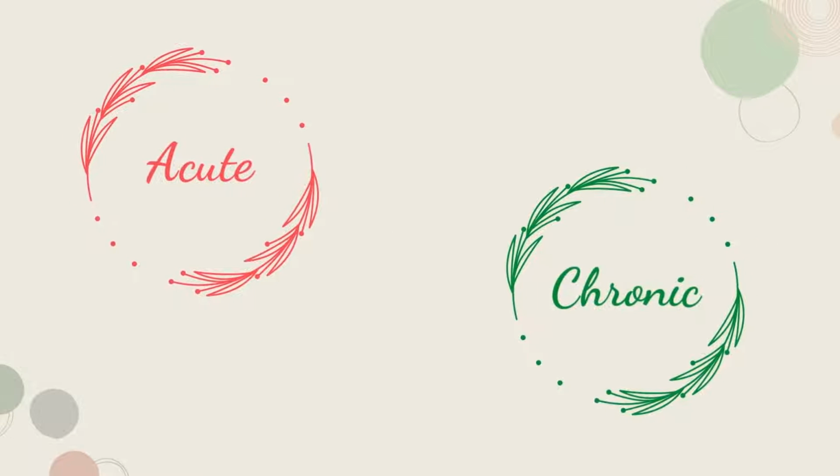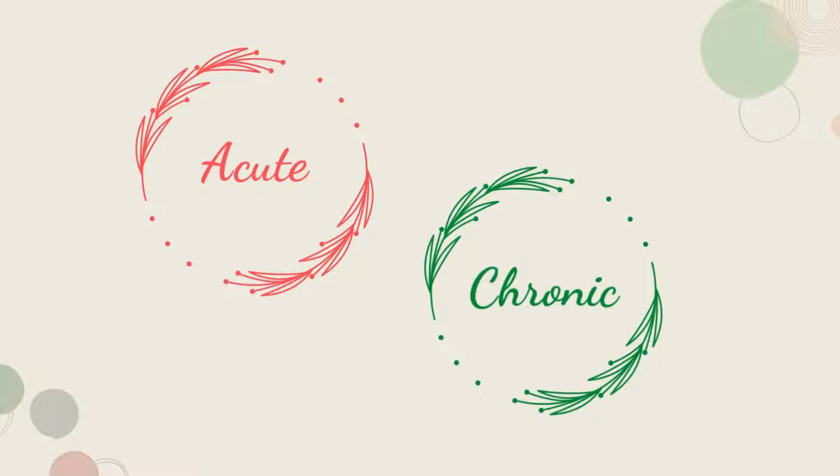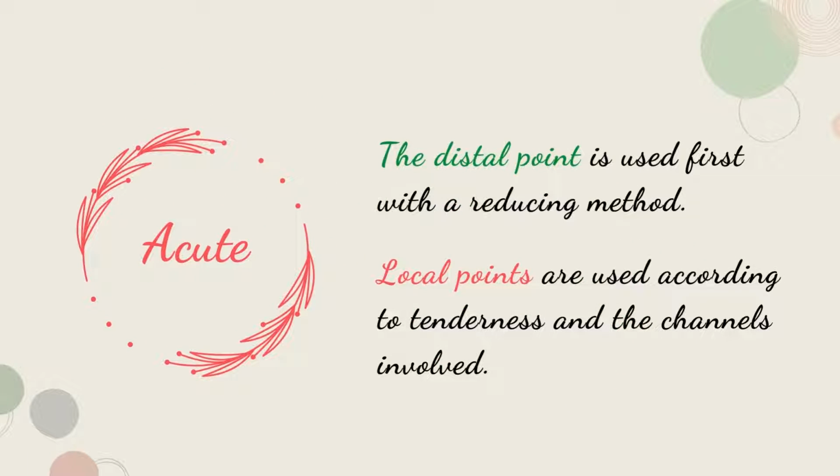We can divide it into two clinical scenarios, acute cases and chronic cases. In acute cases, the distal point is used first with a reducing method to clear the obstruction of the pathogenic factors and open the channel to make it ready for the use of the local points. After that, local points are used according to the tenderness and the channel involved.